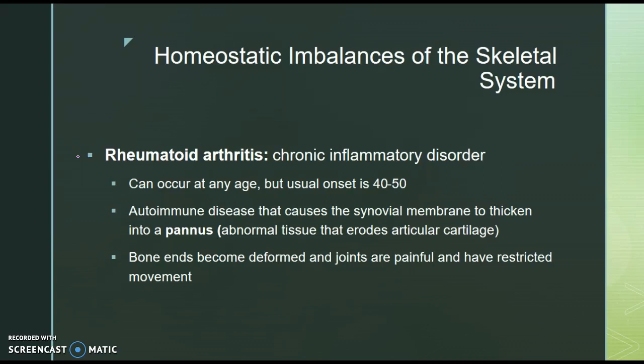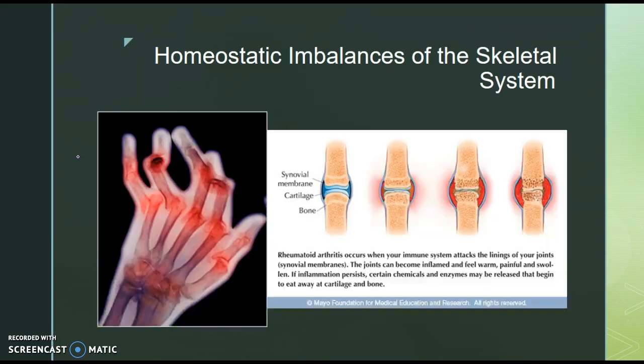The other type of arthritis is called rheumatoid arthritis, and this is an autoimmune disease, meaning that we're not exactly sure why our body attacks our synovial membranes, but they do. It really can occur at any age, but normal onset is 40 to 50, though I have seen it in younger individuals as well. Basically, the synovial membranes begin to thicken into what we call a pannus. This tissue starts to break down articular cartilage. The ends of these bones become deformed, the joints become very painful, and you have a lot of restricted movement.